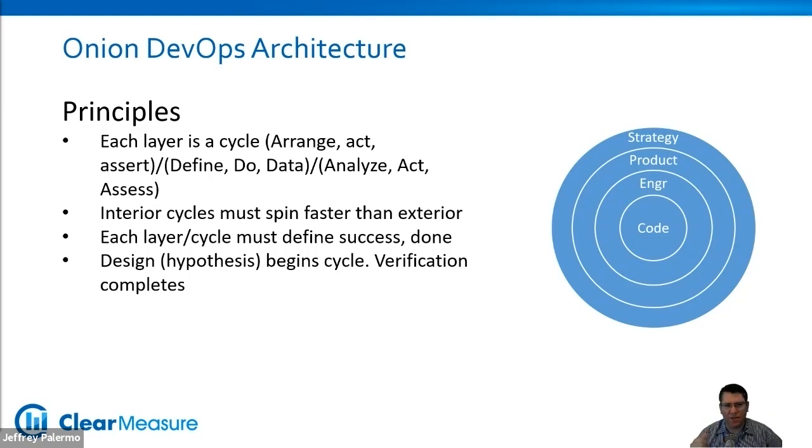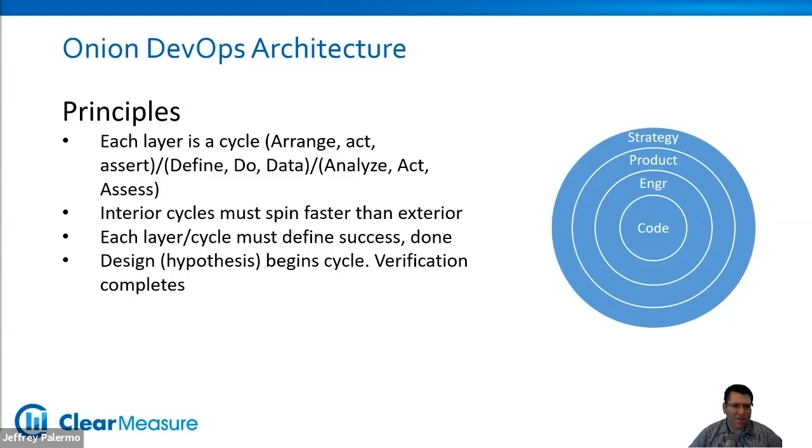So each of the layers is a cycle. And if you've ever done TDD, you're familiar with arrange, act, assert, that's a cycle, or define, do, and then get data, analyze, act, assess. You come up with something to do, you define something, you design something, then you do it, and then you check it. Were my design assumptions correct? Okay, so each layer has a cycle, and each layer, imagine this, another analogy, as a solar system.